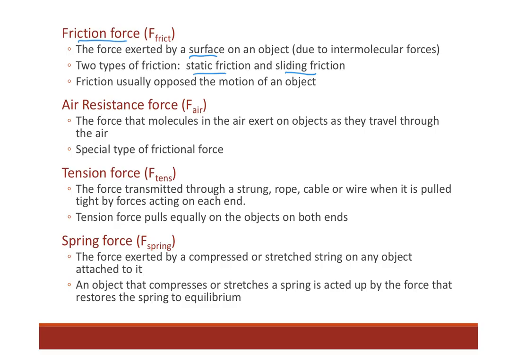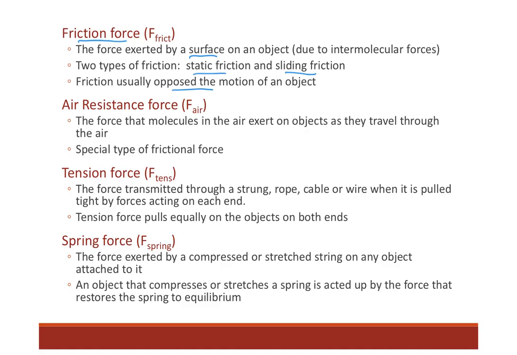And then you have sliding friction, which is the friction that's occurring as that object is sliding across the surface and the forces that are interacting down on the molecular level at that point. In general, friction usually opposes the motion of an object. The direction of the force is opposite to how the object is moving.